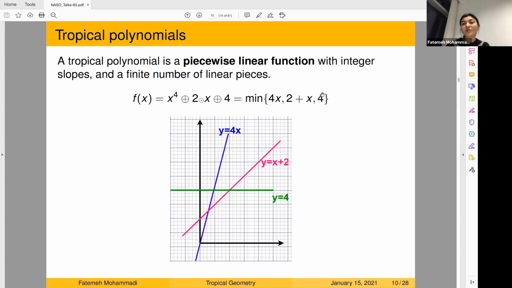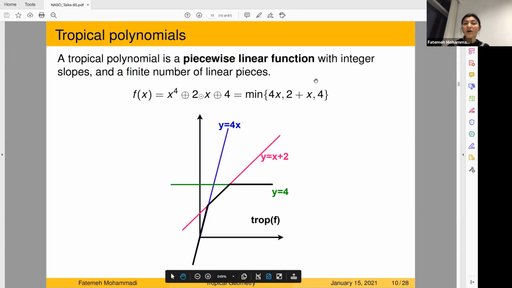Okay, so I have drawn, for example, y equal to 4x. So that's my blue line here. So just plug in the number, right? And then you have 2 plus x, and then you have y equal to 4. Okay, you see these 3 curves here. And then in order to draw the tropical lines, I have to take their minimum. For example, if I'm in this area, the minimum of these 3 lines would be just this green part. If I'm here, I get the red part of the curve, y equal to x plus 2. And then here I get the part corresponding to y equal to 4x.